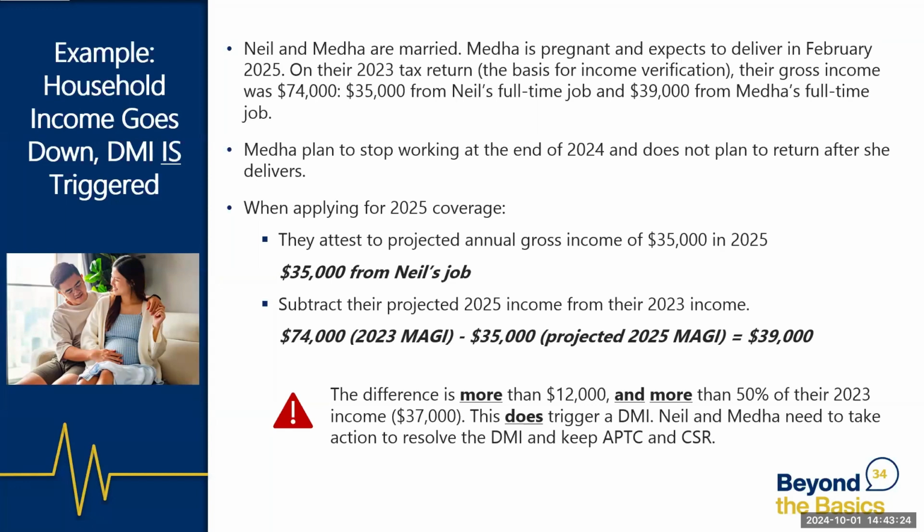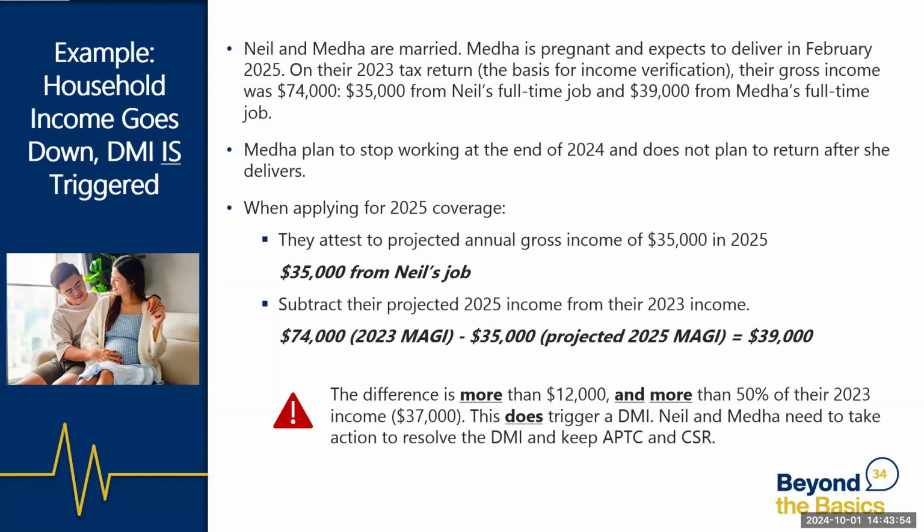When they apply for or update their application for 2025 coverage, they attest to a projected income of $35,000. This is a difference of $39,000 compared to their 2023 income, which is more than $12,000 and more than half of their 2023 income, so it's outside of the allowable thresholds and triggers a DMI. Their eligibility determination notice will note the DMI and tell them how long they have to resolve it, as well as their PTC amount.